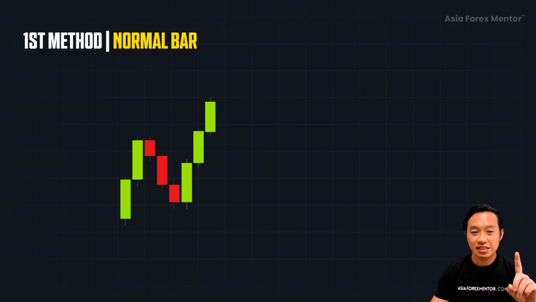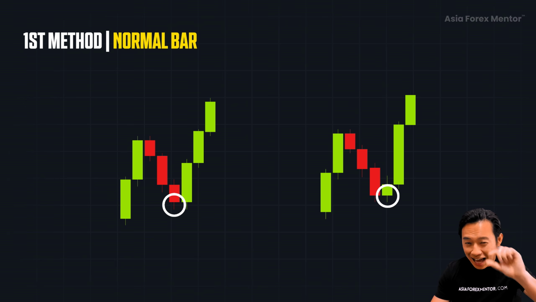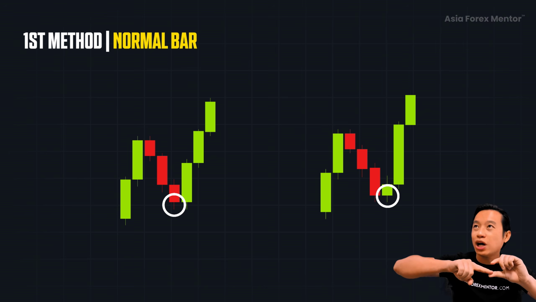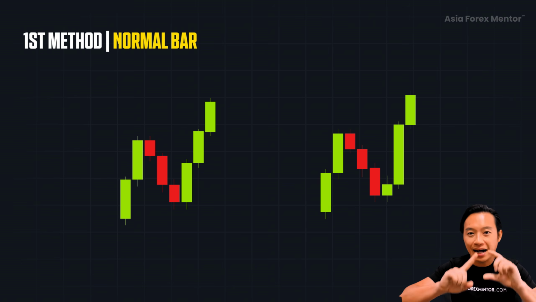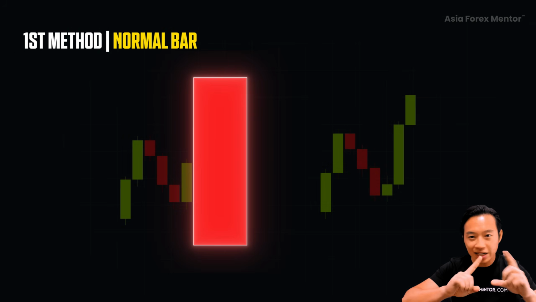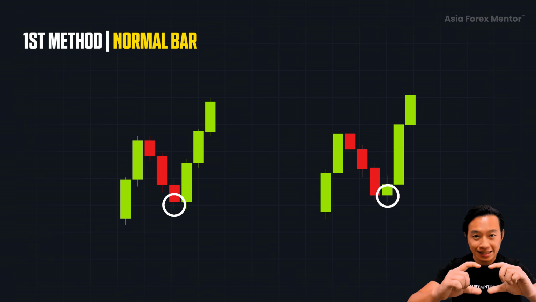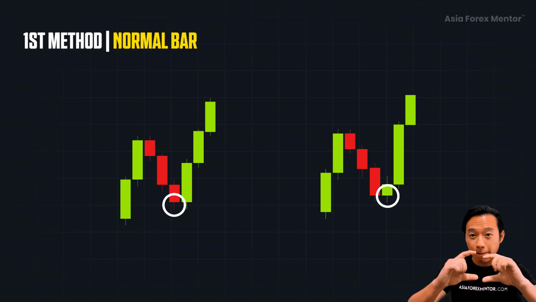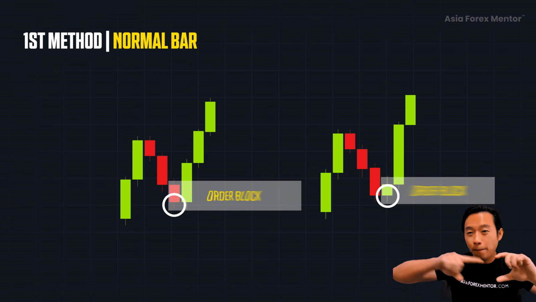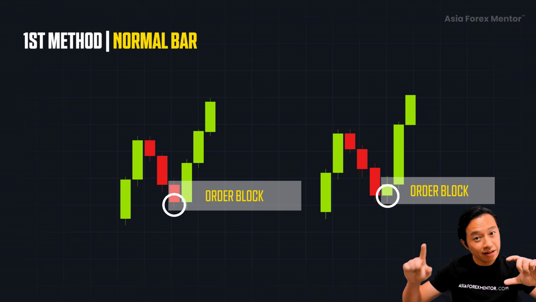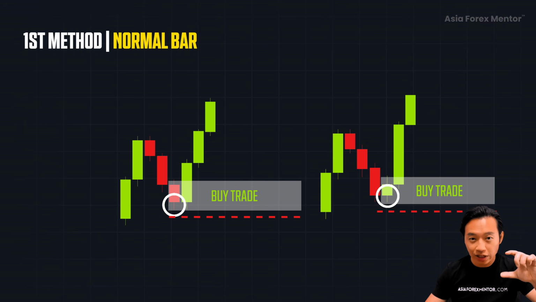The first method is a normal bar. Identify the last candlestick, the last one before this sharp bullish move upwards. It doesn't matter what color that bar is. It can be red, it can be green, it doesn't matter. This candlestick represents and marks the decision-making zone where the buy orders are placed, creating this order block. When price returns to this area again, that's where you can enter a buy trade and set your stop loss below the zone itself.